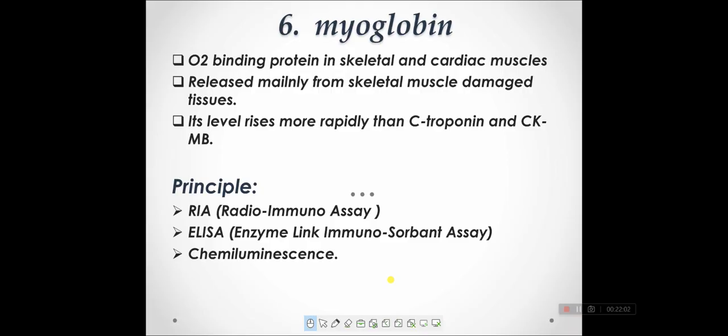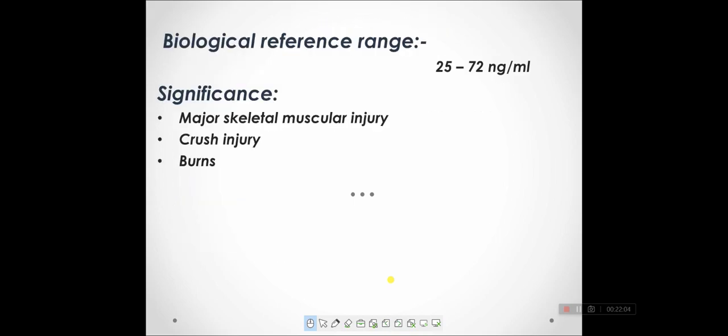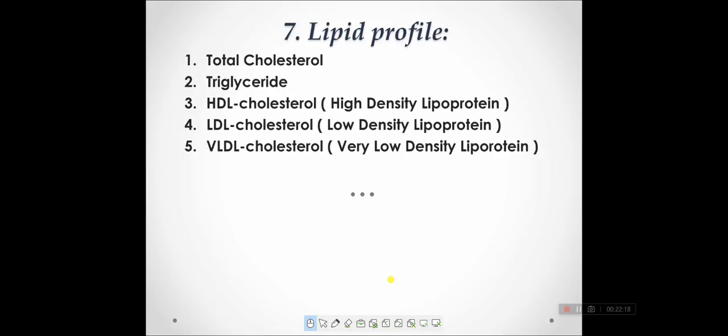It is evaluated by RIA, radioimmunoassay, ELISA and the chemiluminescence method. The normal range of myoglobin is between 25 to 72 nanogram per liter, and if the levels rise more than this, then it is suggestive of major skeletal muscle injury, crush injury or any kind of burns.